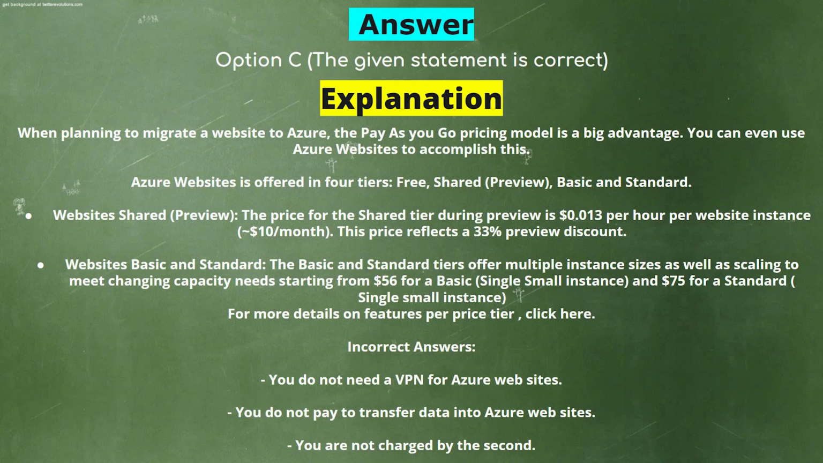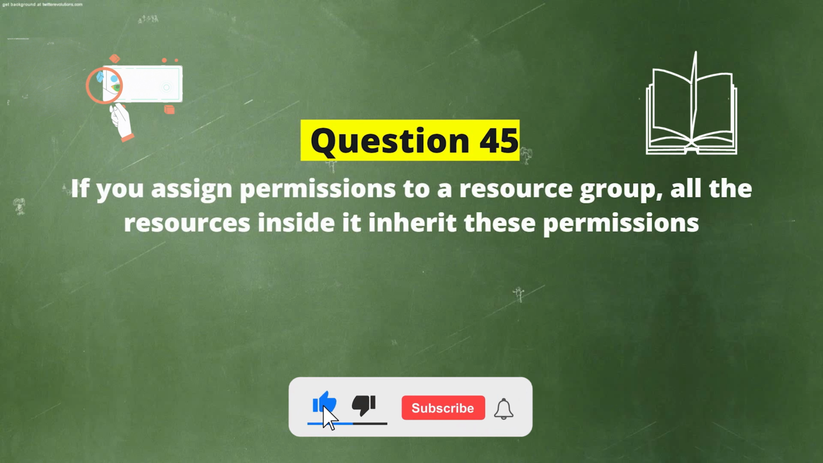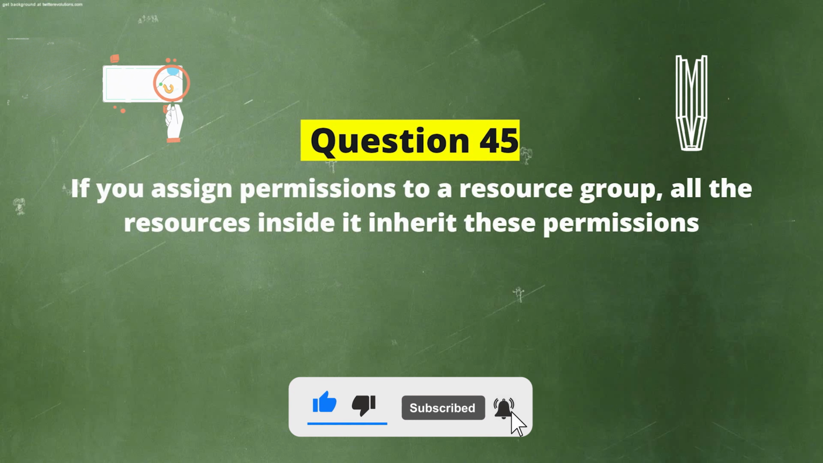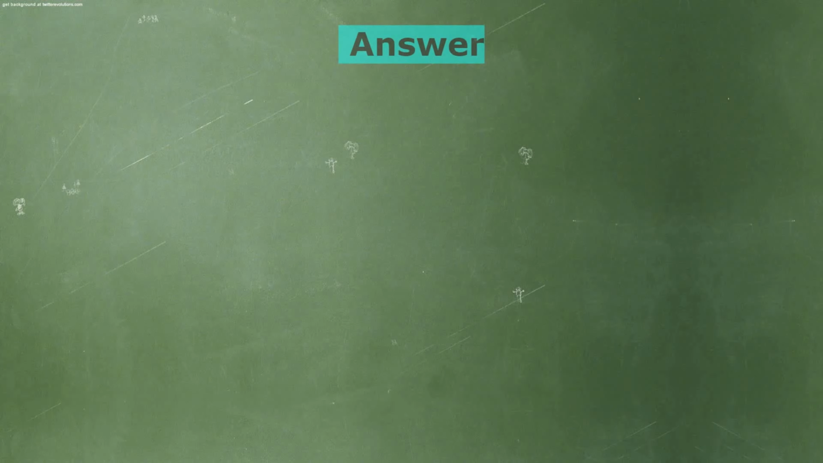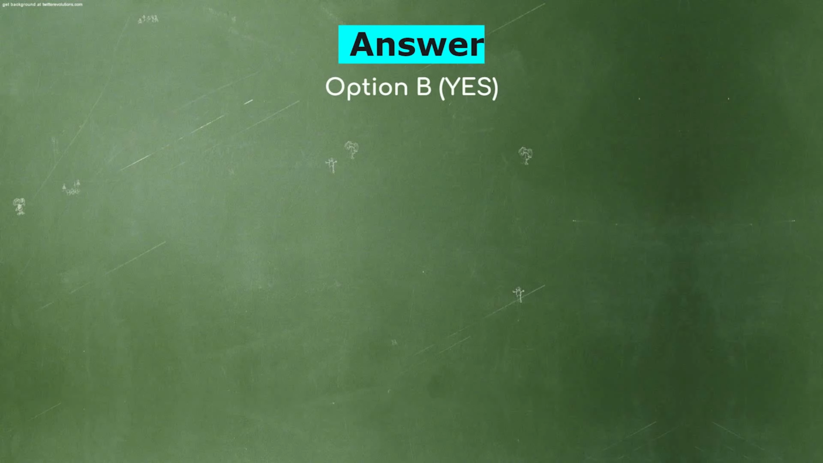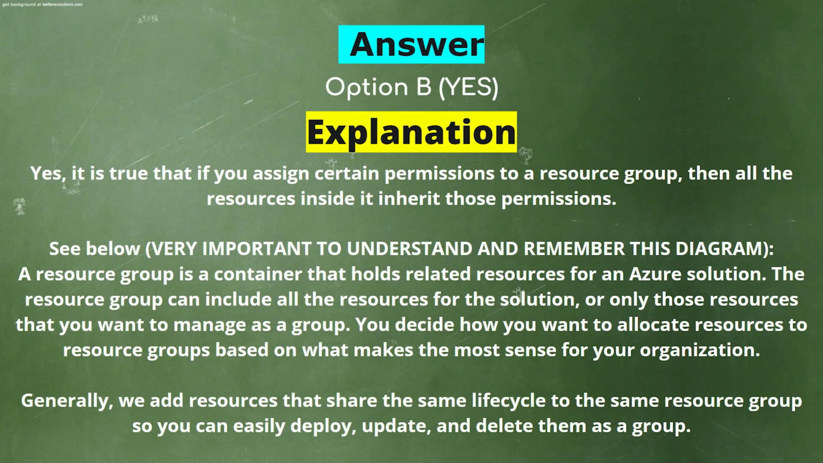Incorrect answers. You do not need a VPN for Azure Websites. You do not pay to transfer data into Azure Websites. You are not charged by the second. Next question. If you assign permissions to a resource group, all the resources inside it inherit these permissions. Option A, no. Option B, yes. And the correct answer is option B, yes. Explanation. Yes, it is true that if you assign certain permissions to a resource group, then all the resources inside it inherit those permissions. See below.